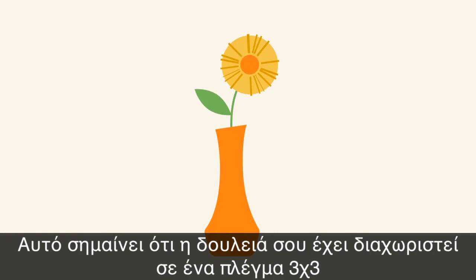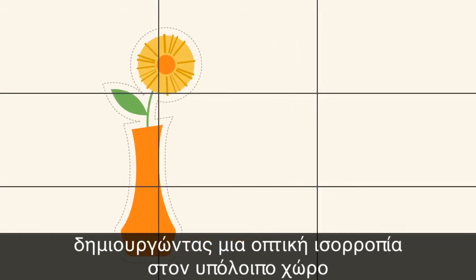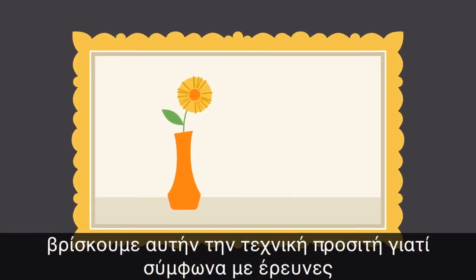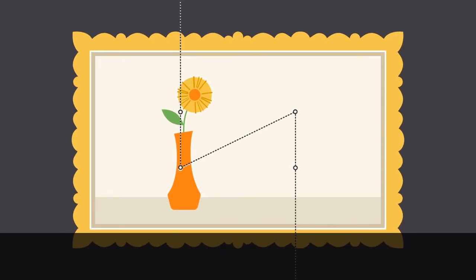Many people use a strategy called the rule of thirds. This imagines your work area divided into a 3x3 grid. The focal point of the image is placed on or near one of these lines, creating visual balance with the rest of the space. We find this type of composition appealing because, according to studies, the human eye naturally follows this path when scanning a design.